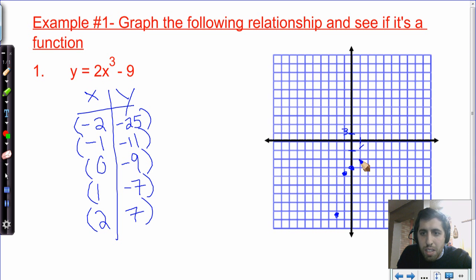1, negative 7: 3, 6, 7 would just be a little bit below negative 6. 1, negative 7, we just did that. 2, 7, so 2, and then we'll go up 3, 6, and a little bit more is 7.